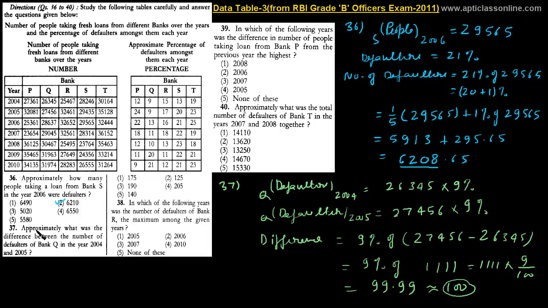So approximately what was the difference? The options are 175, 125, 190, 205, 140. So which option is closer? These options are much bigger. This is the closer option. Option 2 is correct. So in this way, we have solved the 36th and 37th questions. We'll solve the other questions in the next class.